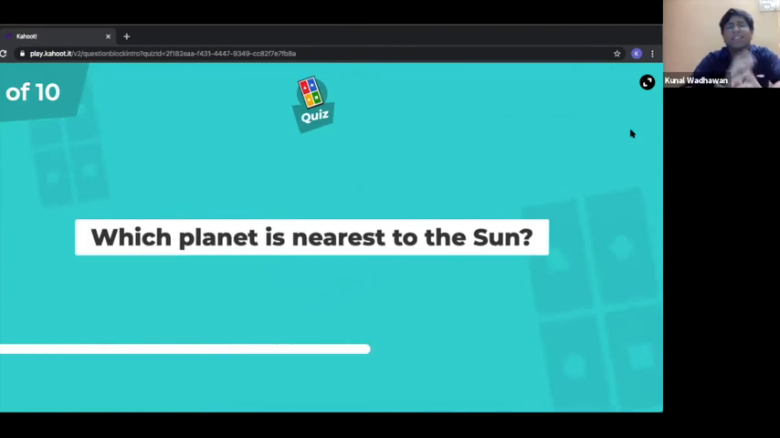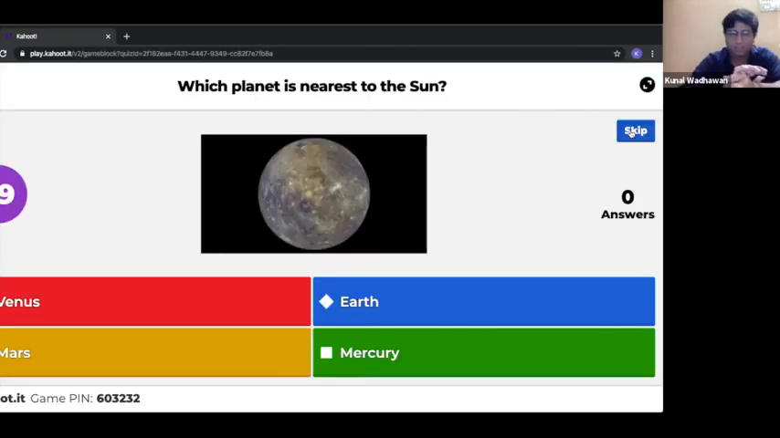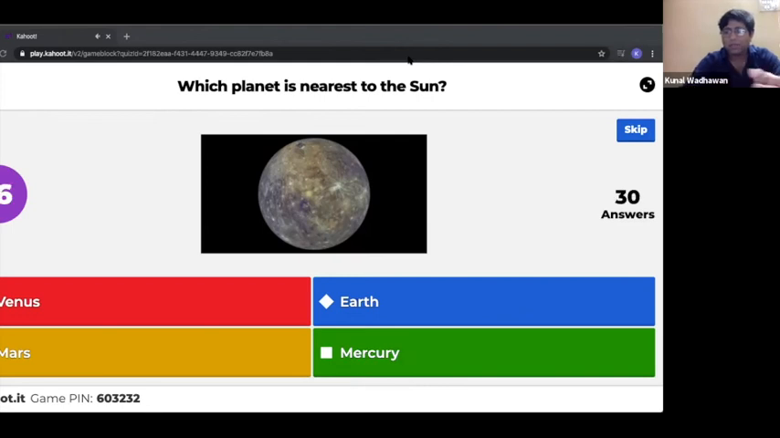Which planet is nearest to the sun? I think everybody knows the answer. Venus, Earth, Mars, or Mercury? You can see the image also. Latika, you don't have to give the answer in chat. You have to give the answer in the option list, jo aapko screen mein aa rahi hogi. Theek hai? So, 5 seconds more to go, guys.